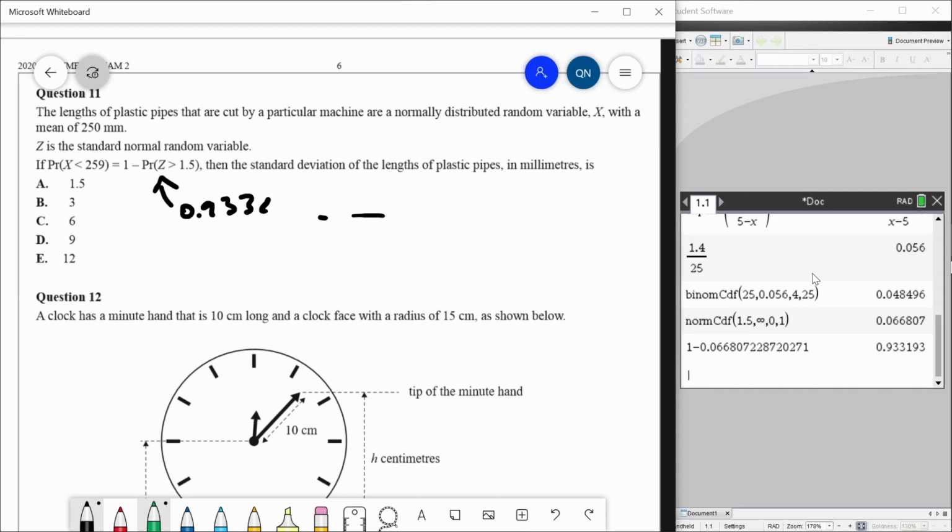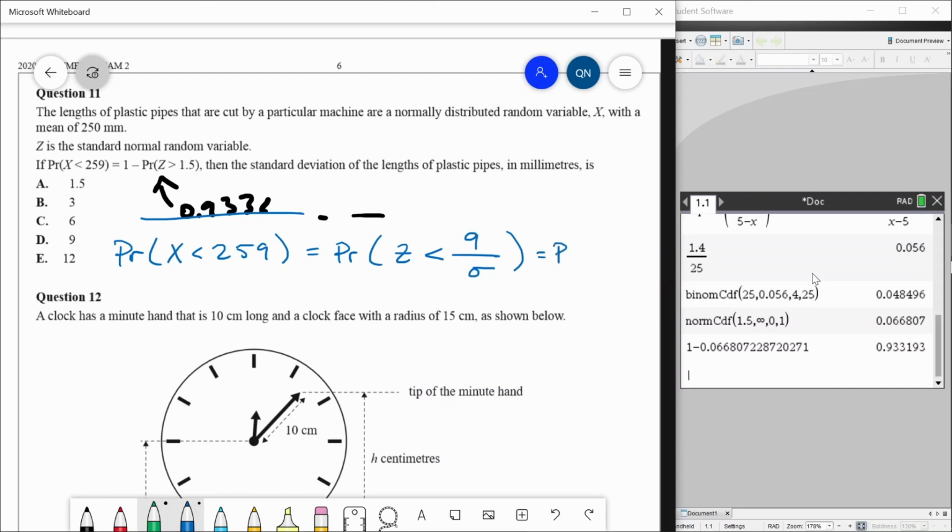Okay. Then we have the probability that x is less than 259. Well, I guess the first thing we would want to do is standardize this. So maybe we didn't even need to do that. So this is the probability that z is less than... well, how do you standardize? It's 259 minus the mean, which was 250. So we got a 9 over here divided by sigma. So that's the standardization. Okay. So it looks like we don't even need to calculate this probability. We're given it's equal to 1 minus the probability that z is greater than 1.5.